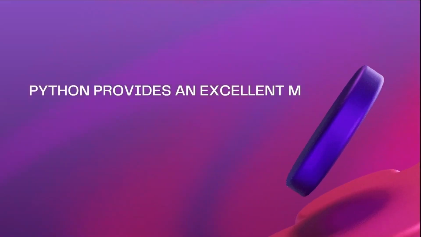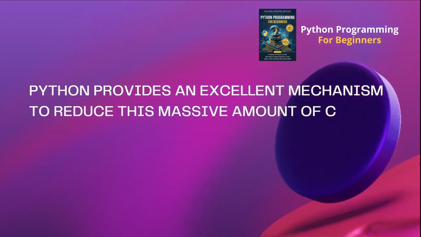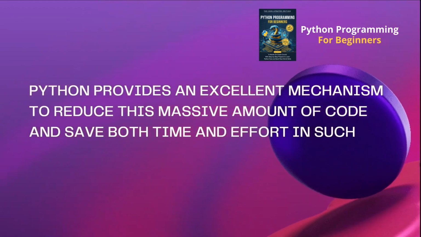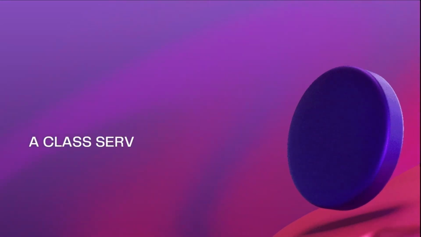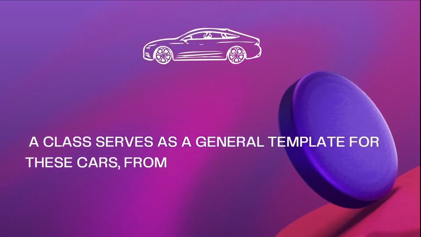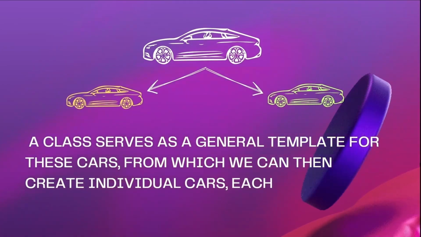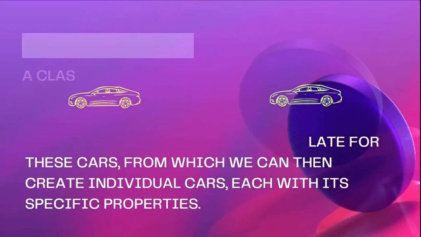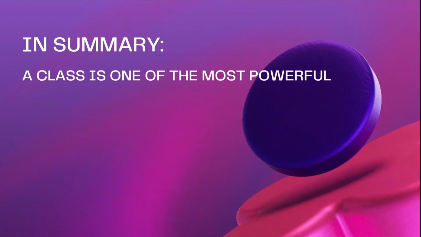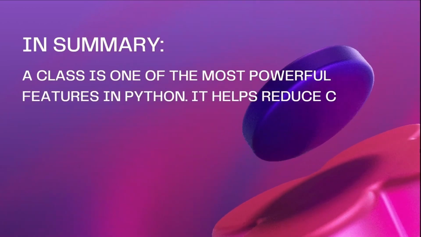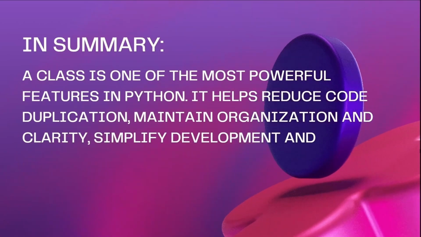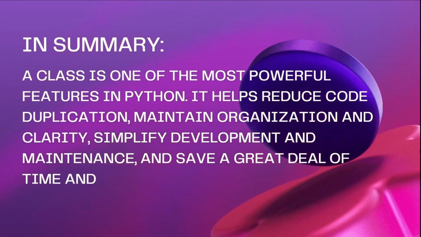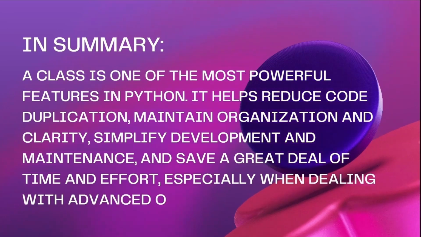Python provides an excellent mechanism to reduce this massive amount of code and save both time and effort in such cases. This is achieved by using a class. A class serves as a general template for these cars, from which we can then create individual cars, each with its specific properties. In summary, a class is one of the most powerful features in Python. It helps reduce code duplication, maintain organization and clarity, simplify development and maintenance, and save a great deal of time and effort, especially when dealing with advanced or complex scenarios.